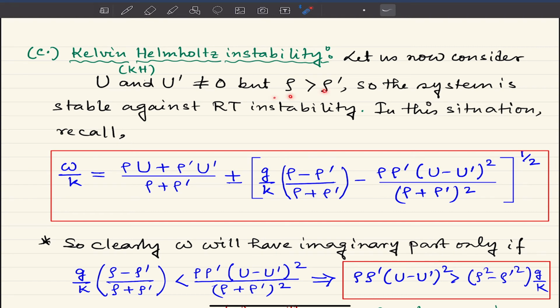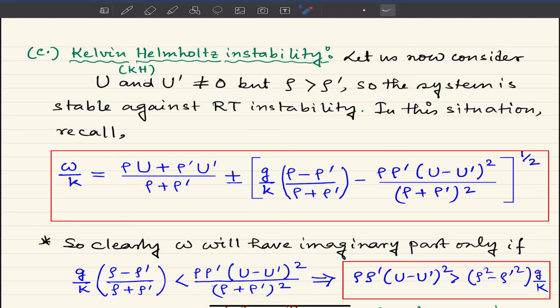And rho is greater than rho prime. So the system should be already stable in terms of Rayleigh-Taylor instability. The heavier fluid is at the bottom, and the lighter fluid is on the top. But now both the fluids are flowing with non-zero velocity. That is the initial steady condition, flowing but with uniform velocity. Then of course this will have an imaginary part only when this part is negative, and that is simply true when this part is less than this part.